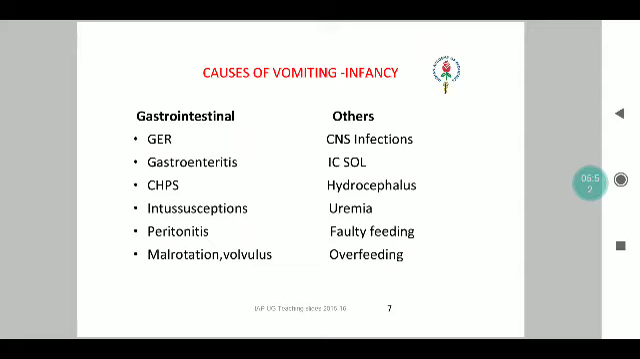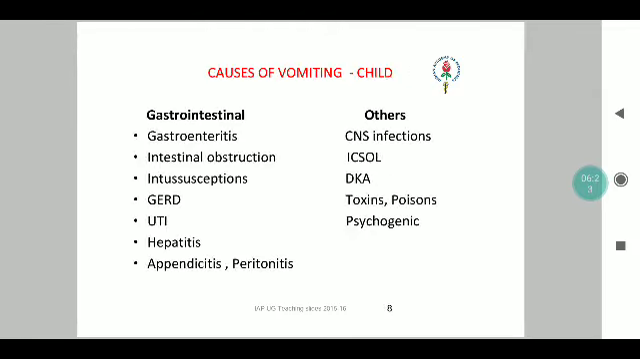Coming to the causes of vomiting in infancy, again we classify it into gastrointestinal and other causes. The gastrointestinal causes include gastroesophageal reflux, gastroenteritis, pyloric stenosis. Now this is an important cause. Intussusception, which is seen classically in the weaning age group, peritonitis, malrotation and volvulus. If we see other systemic causes of vomiting in infancy, it is CNS infections such as meningitis, intracranial space occupying lesions if affecting the vomiting center, hydrocephalus, uremia, faulty feeding and overfeeding as well.